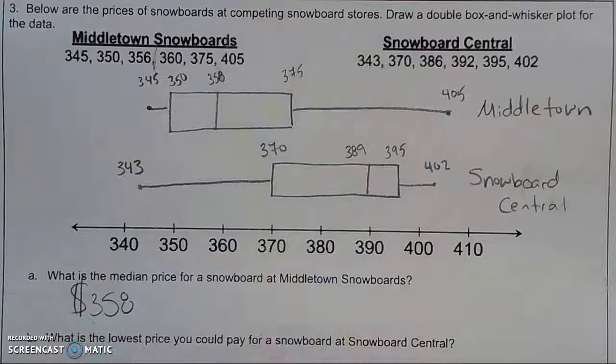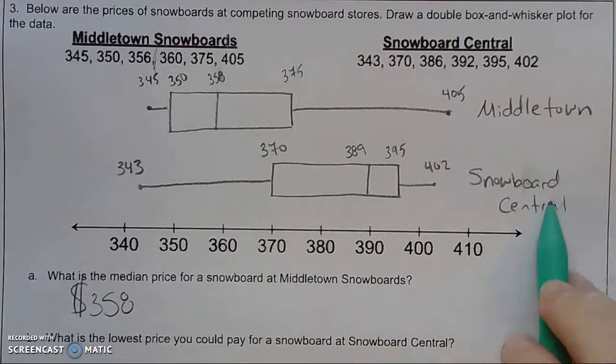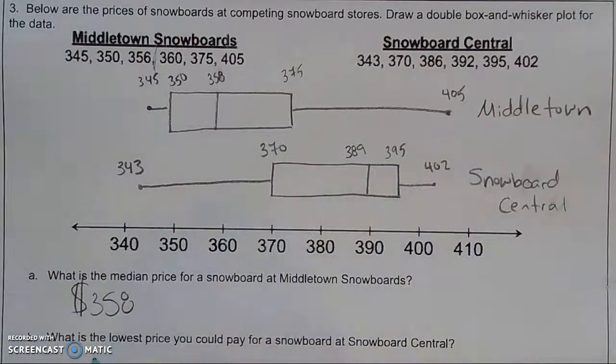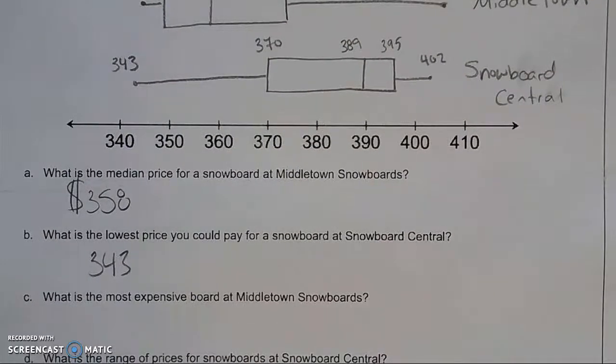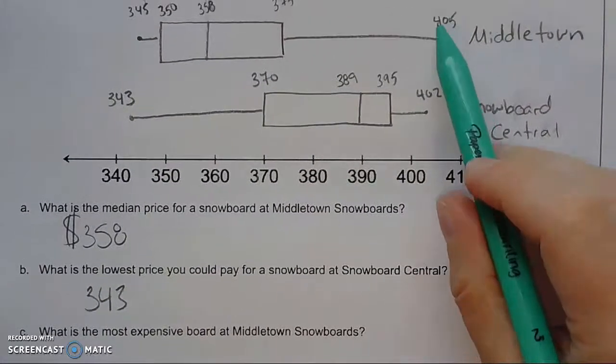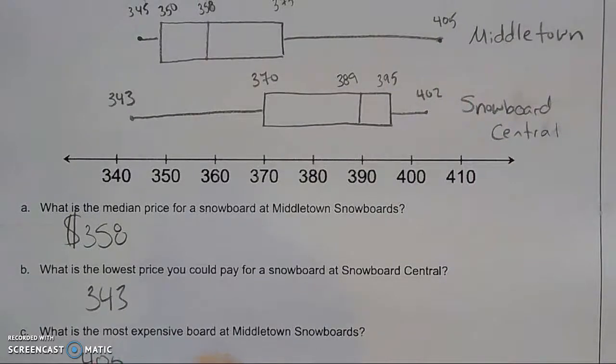Okay. What is the lowest price you could pay for a snowboard at Snowboard Central? Snowboard Central, minimum $343. I'm not going to write dollar signs just to save time. Okay. What is the most expensive board at Middletown Snowboards? Well, Middletown, the max is $405, so it must be $405. Okay, I do want dollar signs.